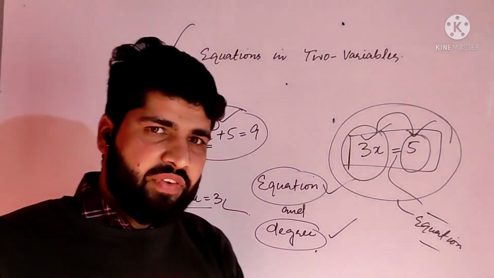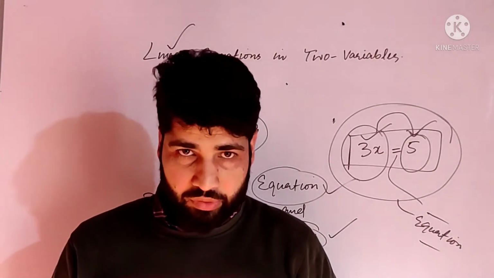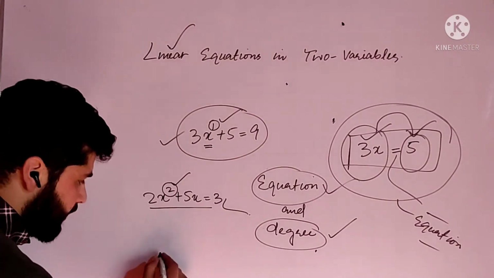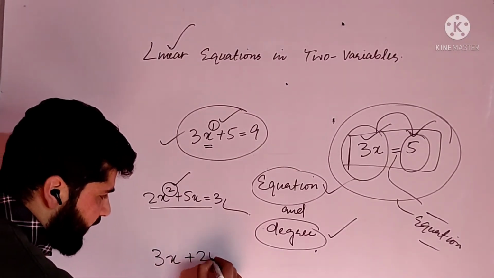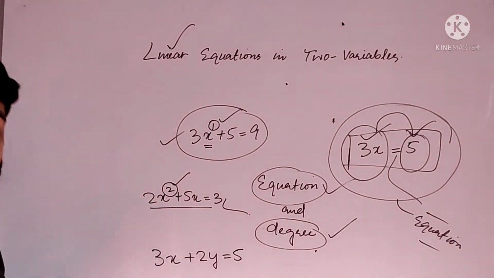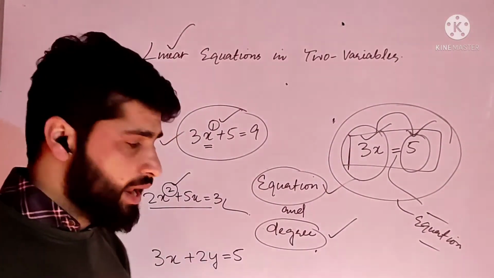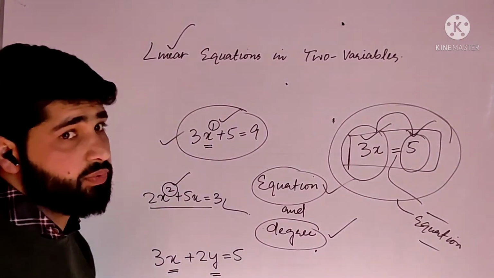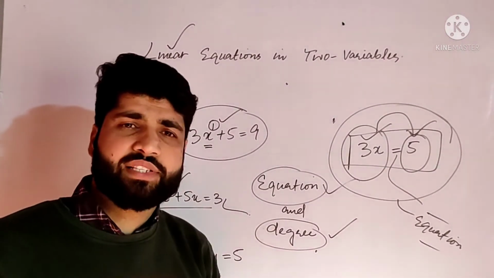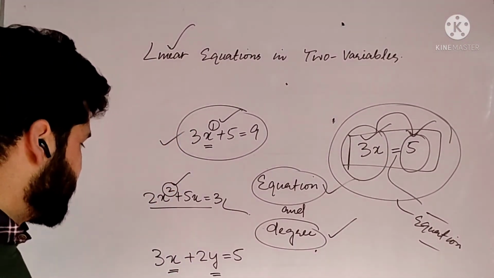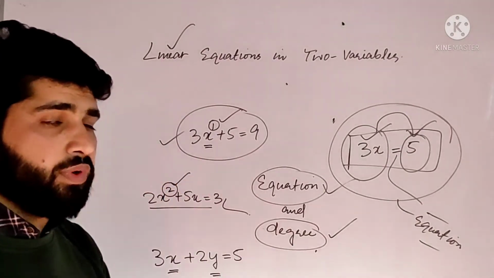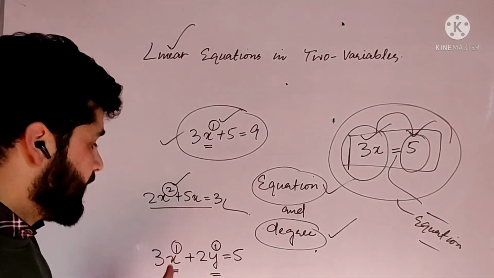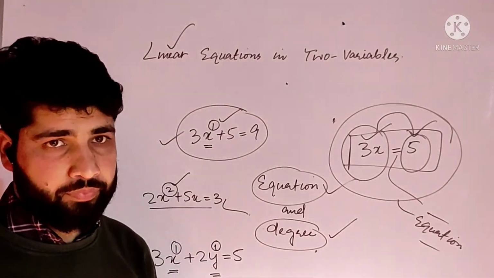But we have some equations which contain two types of variables. For example, I have an equation here, 3x plus 2y is equal to 5. Obviously, this is an equation. And here we have two types of variables: one is this x and the second one is this y. Focusing on the degree of this equation, we have two types of variables, which means we have two types of exponents: one is the exponent of this x and the second one is the exponent of this y.